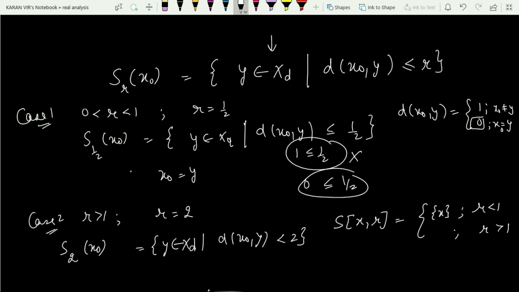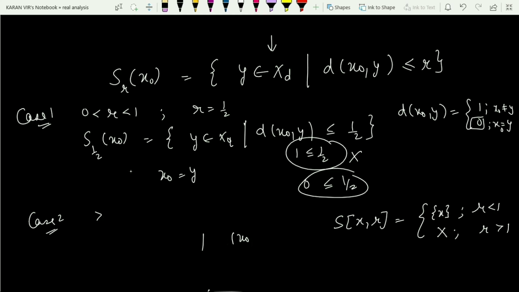Now you can easily see that 0 is also less than 2, 1 is also less than 2. So both these points satisfy. So basically all the points from the space will satisfy this condition. So if r is greater than 1, the whole space, that is X, will satisfy this condition. But the main difference will come when r is equal to 1.